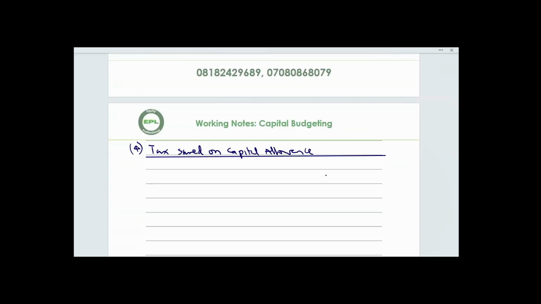So of course we have a format. I create a column for year, narration, costs, then tax saved. Tax saved at 20%. Company tax rate is 20%. So in year zero, the cost of this machinery we are told is 480 million.